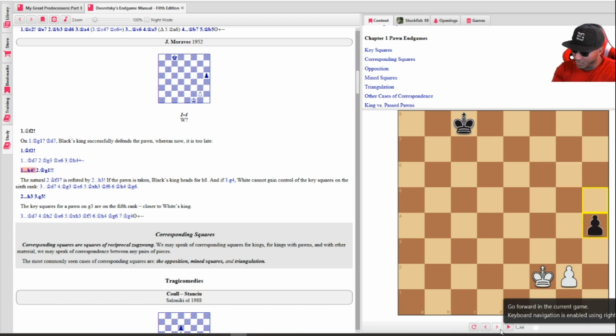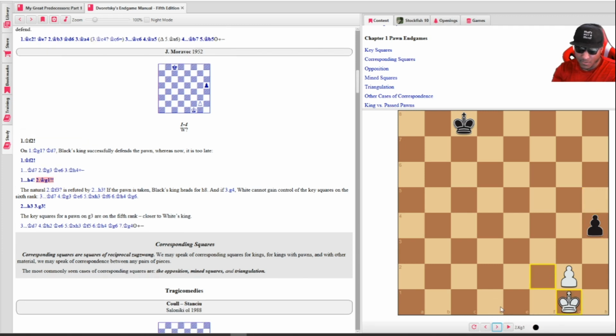So instead of king f3, you have this miraculous move. Can you see it? Are you ready for it? Here it is. King g1. Moving the king back. That's some endgame for you right there. King g1, and then after h3, here we go. Of course, you don't take it. g3. That's beautiful.